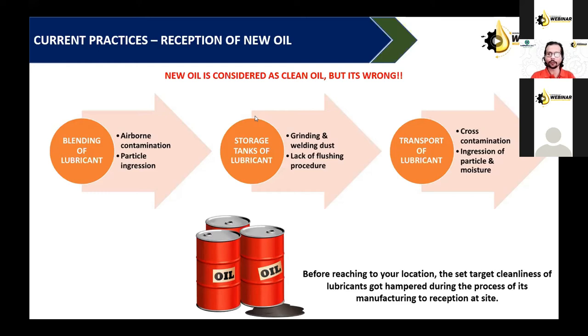Then this bulk oil is transported through bulk containers to the bottling plants, whether they get bottled into barrels or small containers. Then again, oil is exposed to air during unloading of the oil, then sometimes during the bottling process or packaging process. So at every step, there is a very high chance that solid contamination or moisture available in the air will come in contact with the oil and degrade the oil cleanliness level.